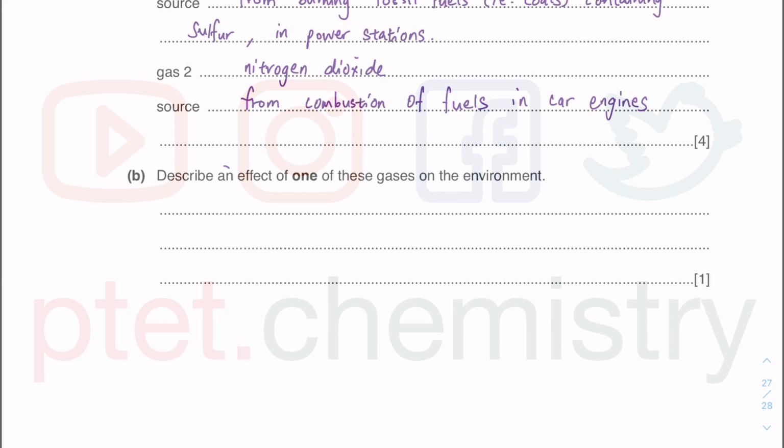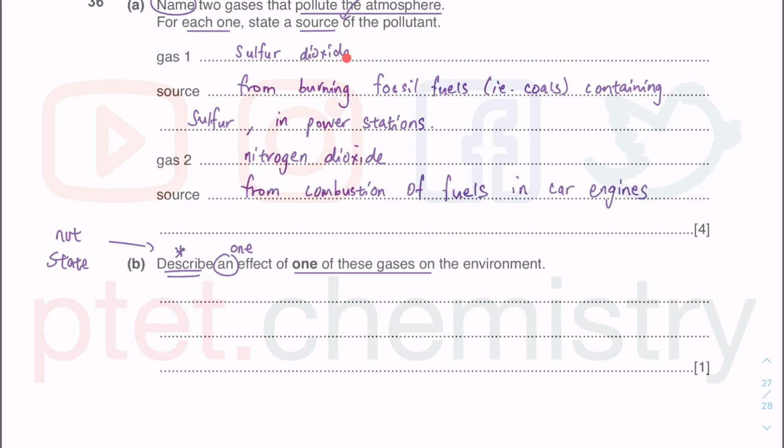So describe an effect, meaning one, and it said describe. It doesn't say state, so we cannot just say something without going into detail about it. Actually, what is common between sulfur dioxide and nitrogen dioxide is both of them can cause acid rain. Okay, so I'll just use sulfur dioxide, but you could have easily used nitrogen dioxide. Okay, that can cause acid rain. So that is not good enough because it's 3 lines. Yes, it's 1 mark, but 3 lines because they want describe, not stating.